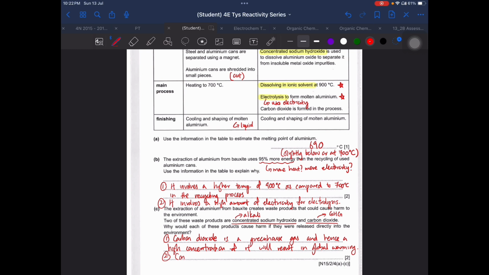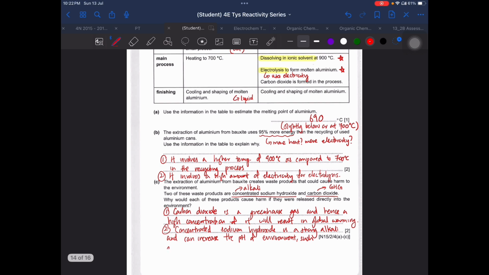Number two, concentrated sodium hydroxide. This is actually a very, very strong alkaline. And what it can do if you were to be releasing it into the surrounding is that you will change the pH. And more specifically, you will increase the pH of environment such as soil, which then can affect plant growth, right? Or if you want to talk about the water body, it can affect your marine animals, marine plants, etc.